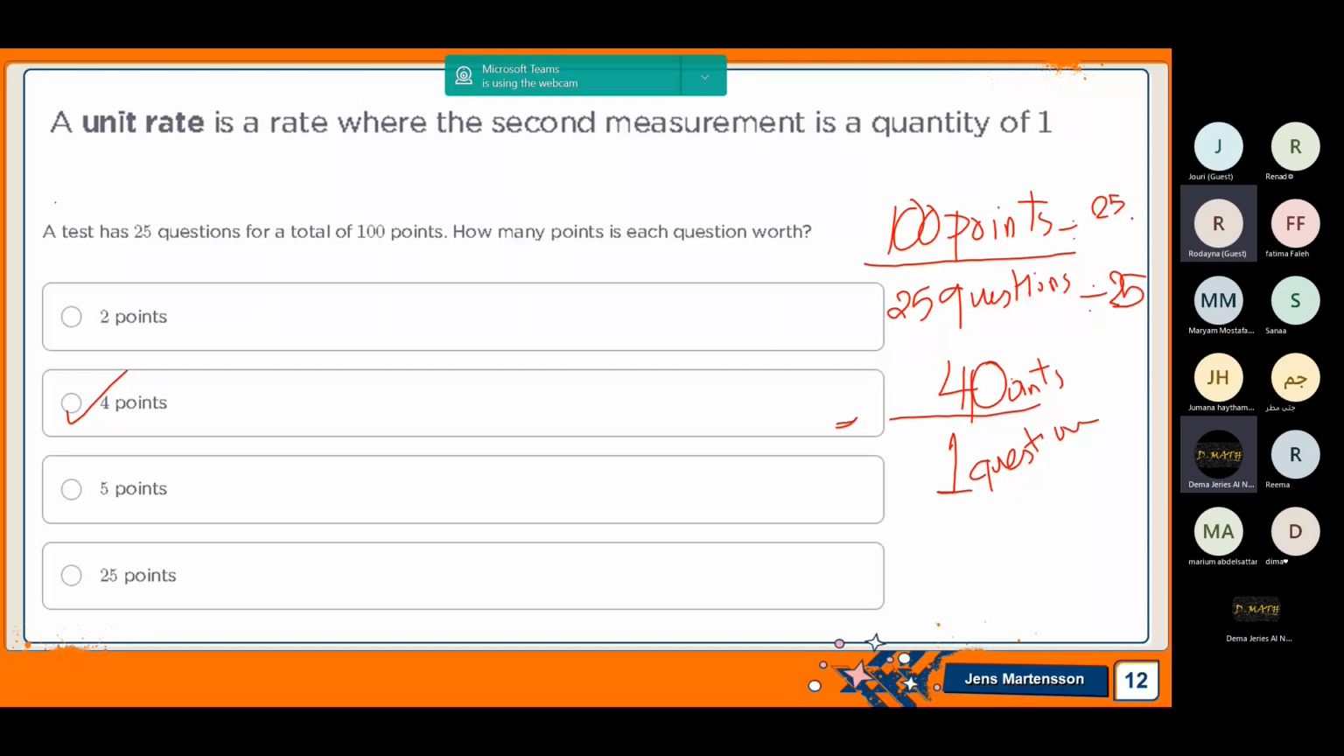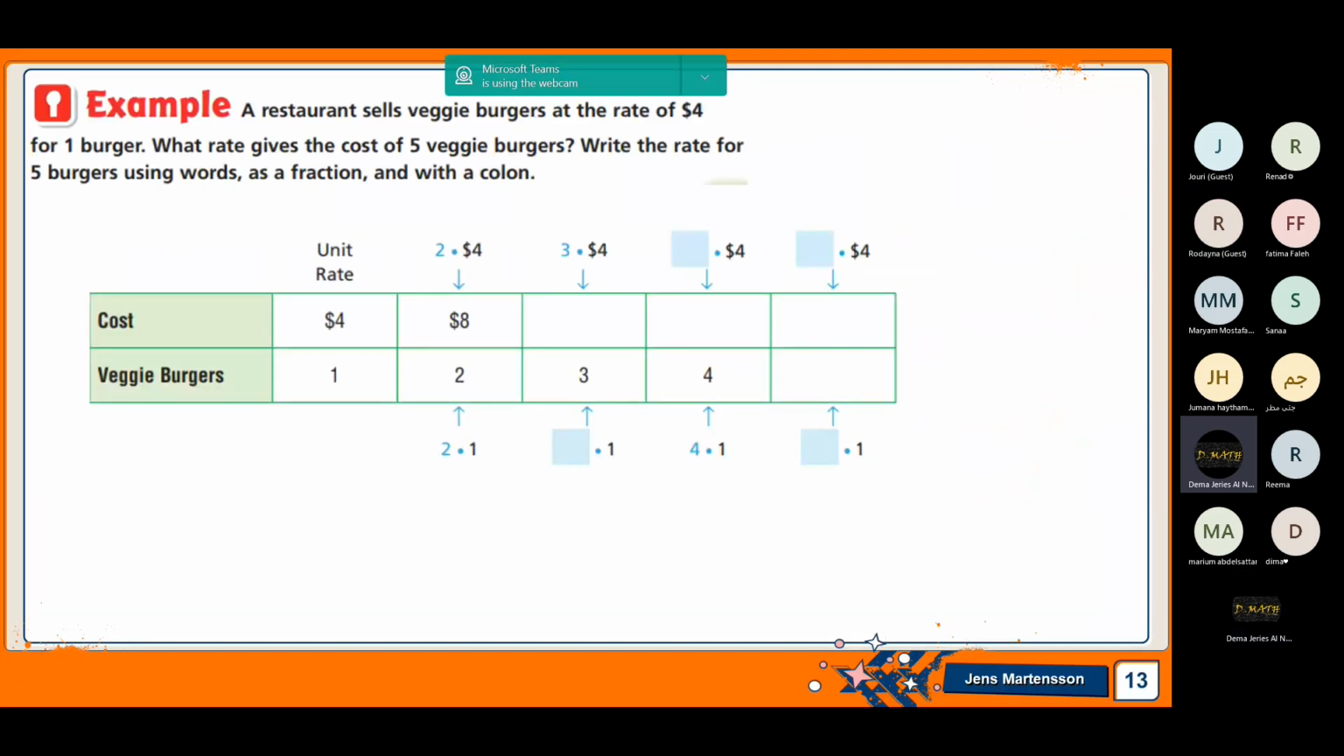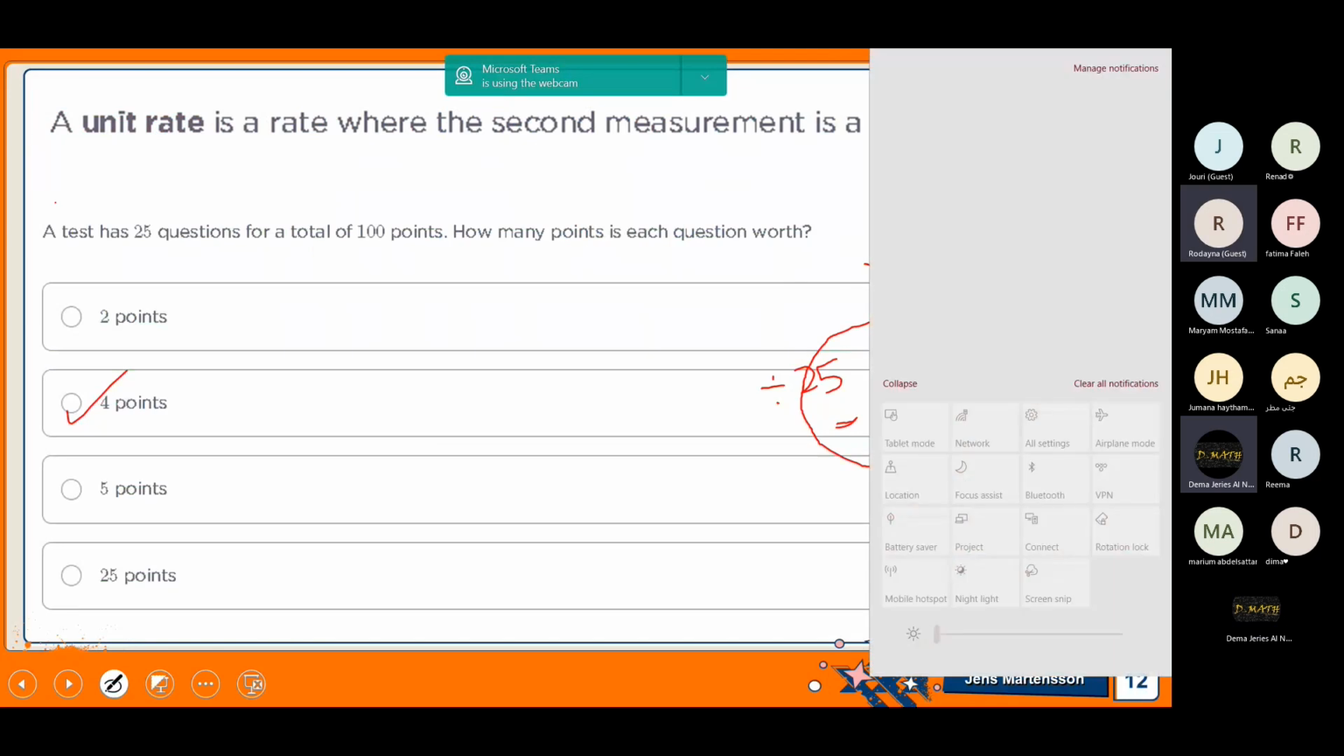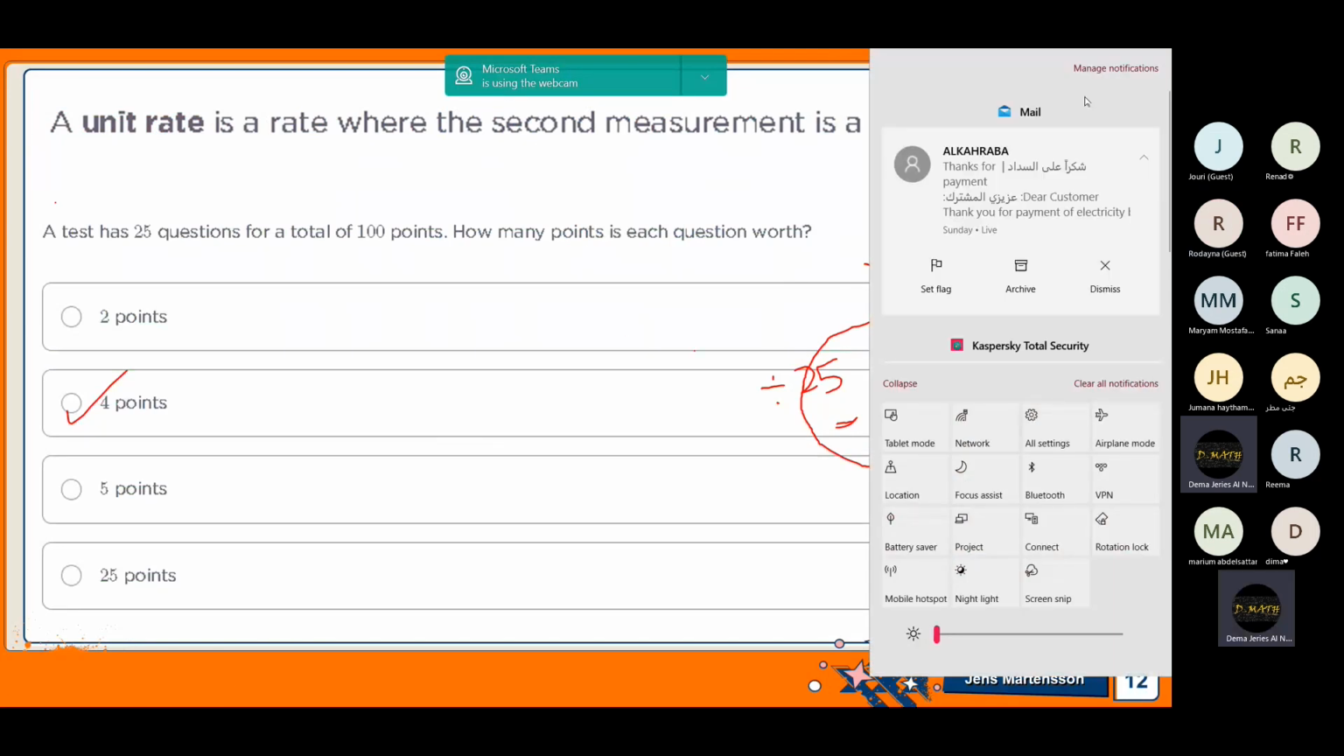We have to divide. Divide, bravo. You will say 100 over 25. How will I make 25 to be 1? I will divide by 25. So if I divide the denominator, I will divide the numerator. Oh, I understood. Okay.